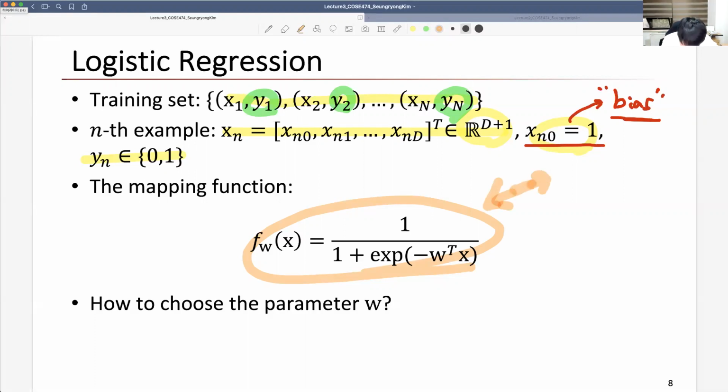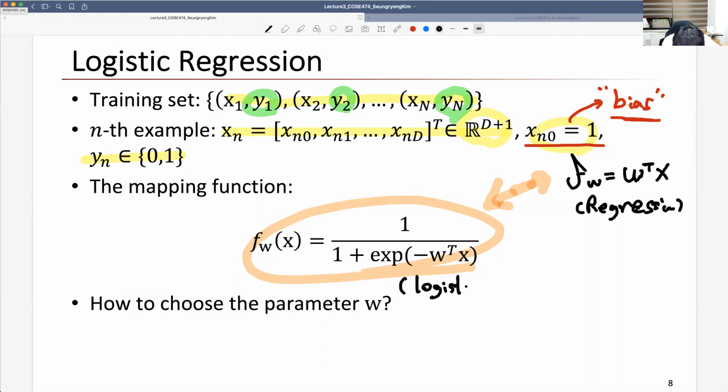Please remember the difference between the regression mapping function and the classification mapping function. Regression, and in this case logistic regression, or classification problem.